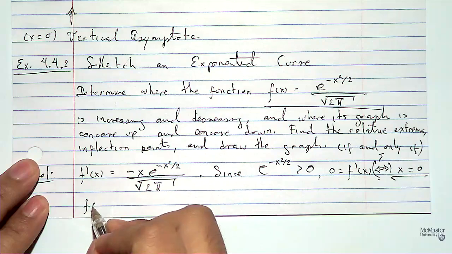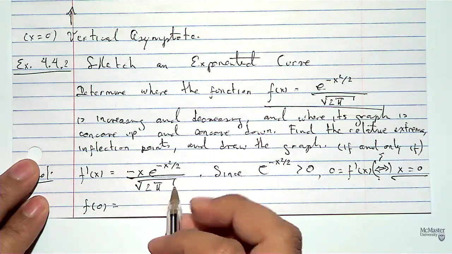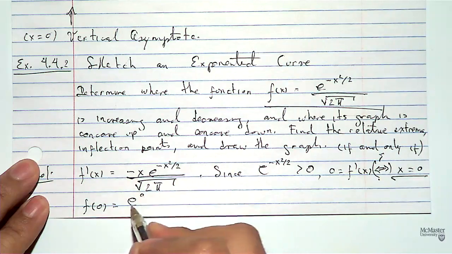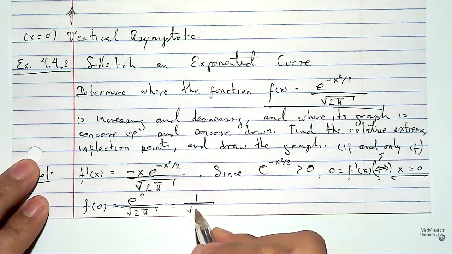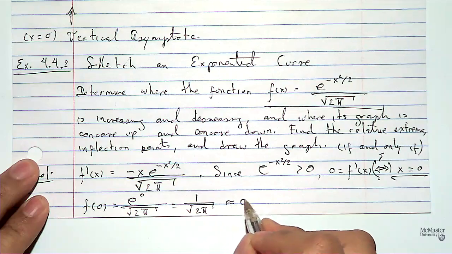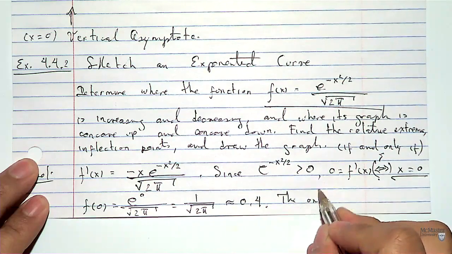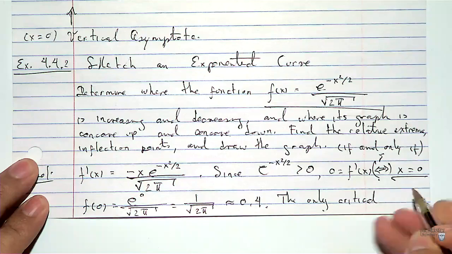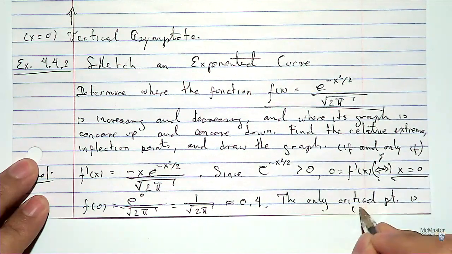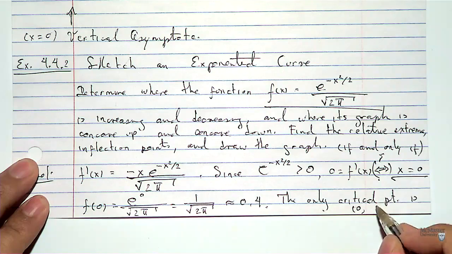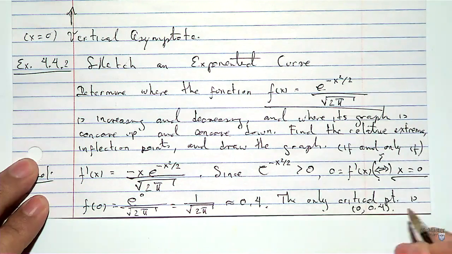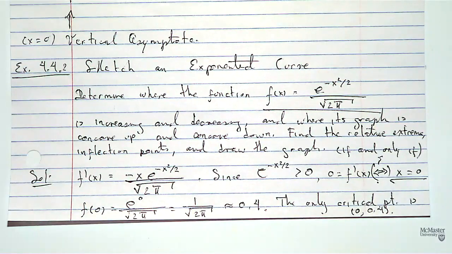And if I evaluate the function at that point, of course, then I have e to the 0 divided by square root of 2 pi, so 1 over square root of 2 pi, which is almost 0.4. So the only critical point is x equal to 0, y approximately 0.4. Okay, so little by little we're understanding more about this problem.